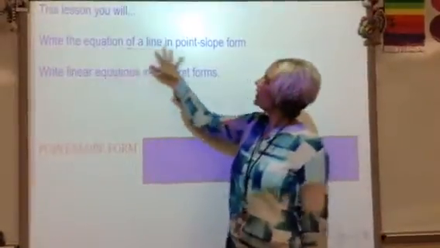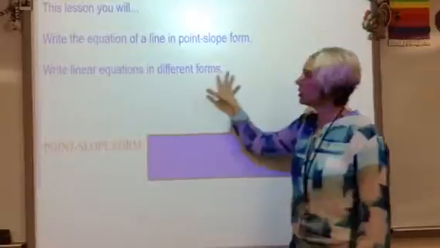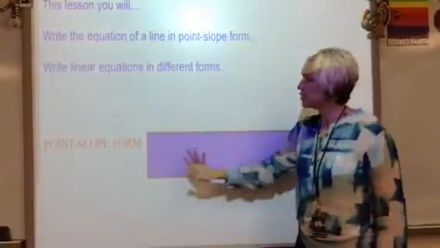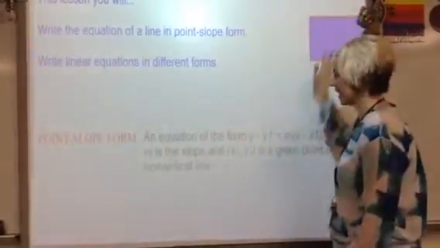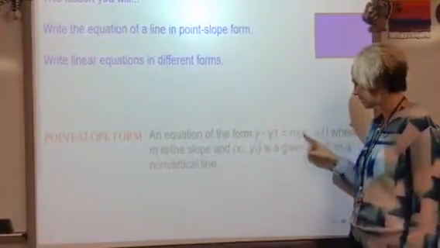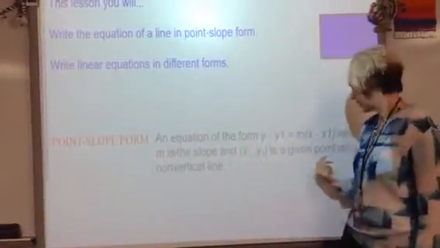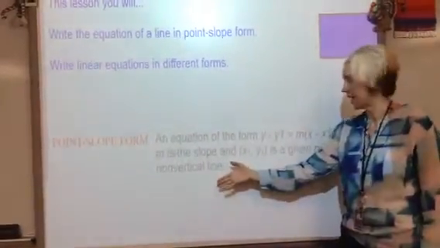In this lesson, you will write the equation of a line in point-slope form, and you'll write linear equations in different forms. So what is point-slope form? It is an equation in the form of y minus y1 equals m times x minus x1, where m is the slope and (x1, y1) is a given point on a non-vertical line.